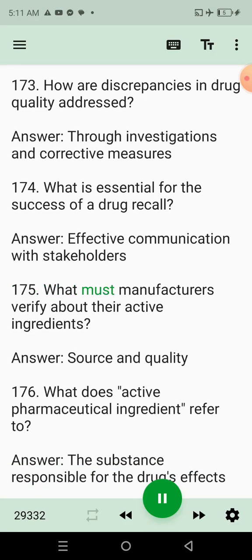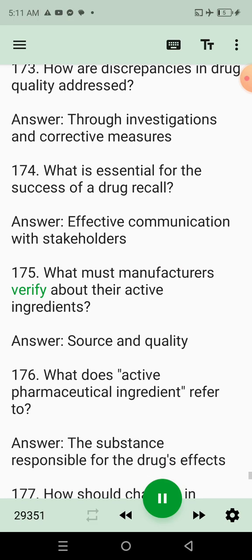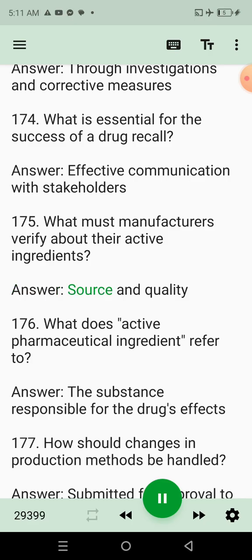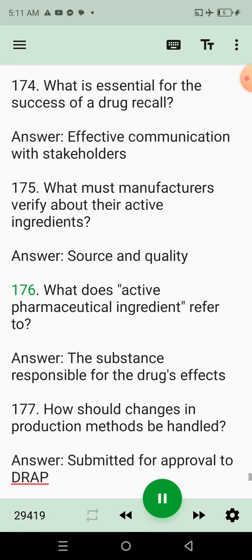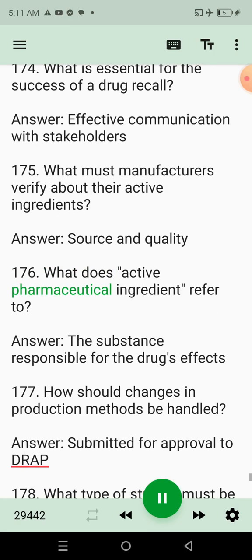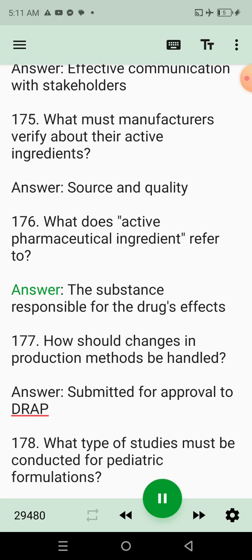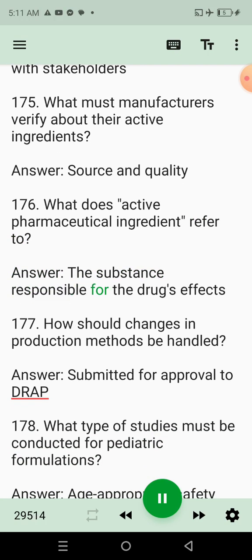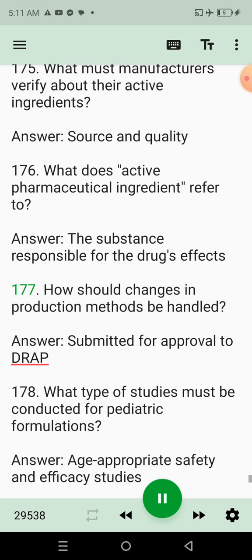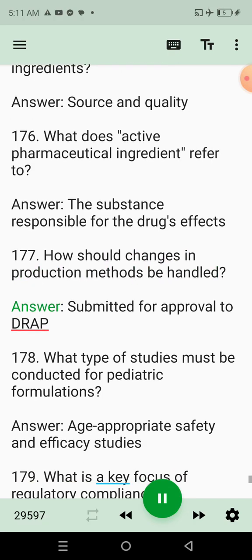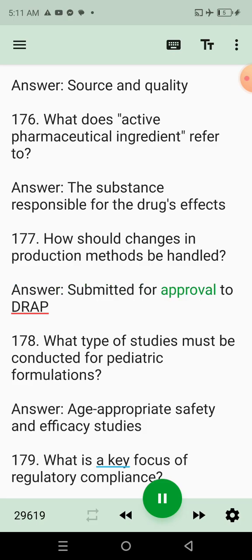175. What must manufacturers verify about their active ingredients? Answer: source and quality. 176. What does active pharmaceutical ingredient refer to? Answer: the substance responsible for the drug's effects. 177. How should changes in production methods be handled? Answer: submitted for approval to DRAP.